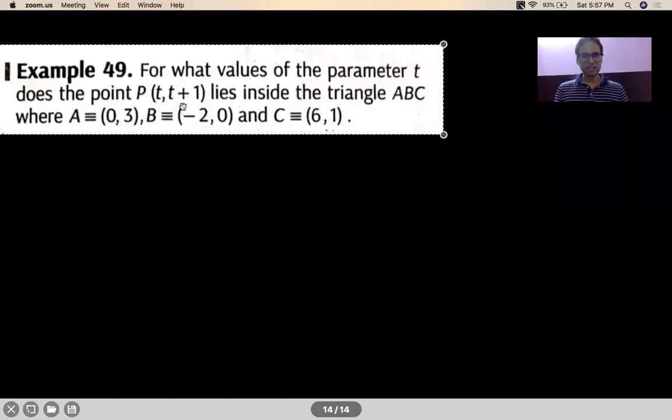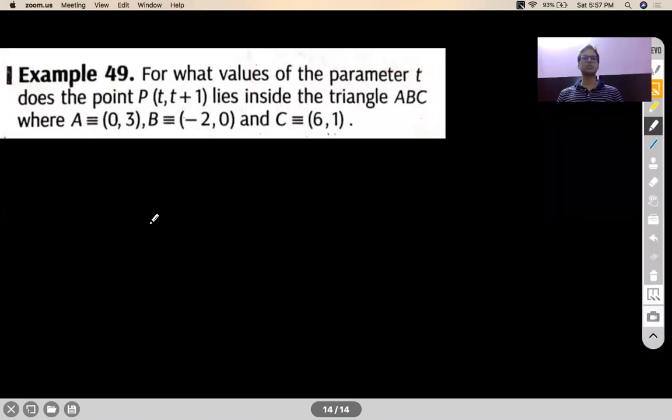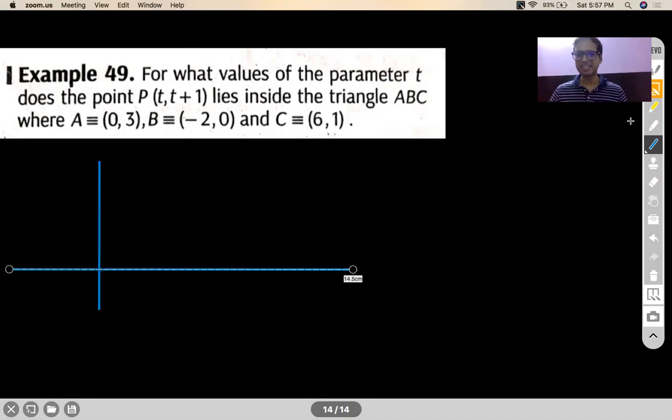Read this question. The question says, for what value of t does the point t comma t plus 1 lie inside the triangle whose vertices are given as follows? Here the question is slightly tricky. It is not directly based on whatever we had done, but yes, it implies those concepts.